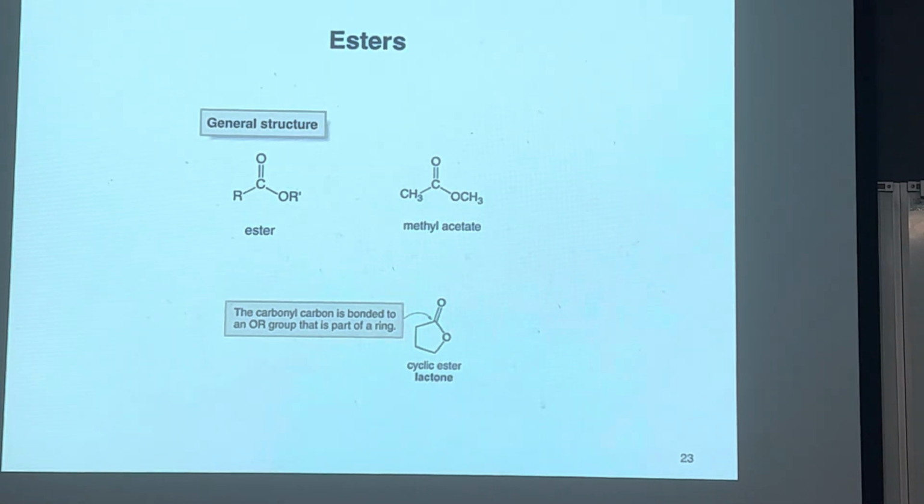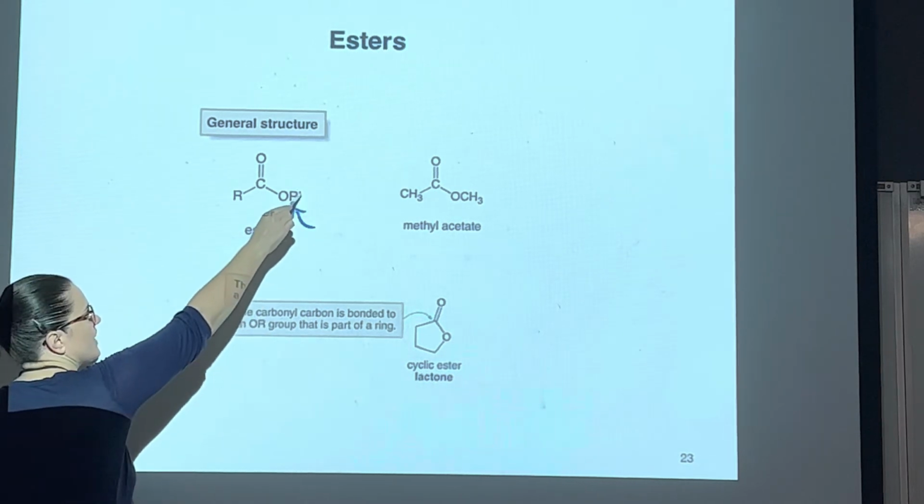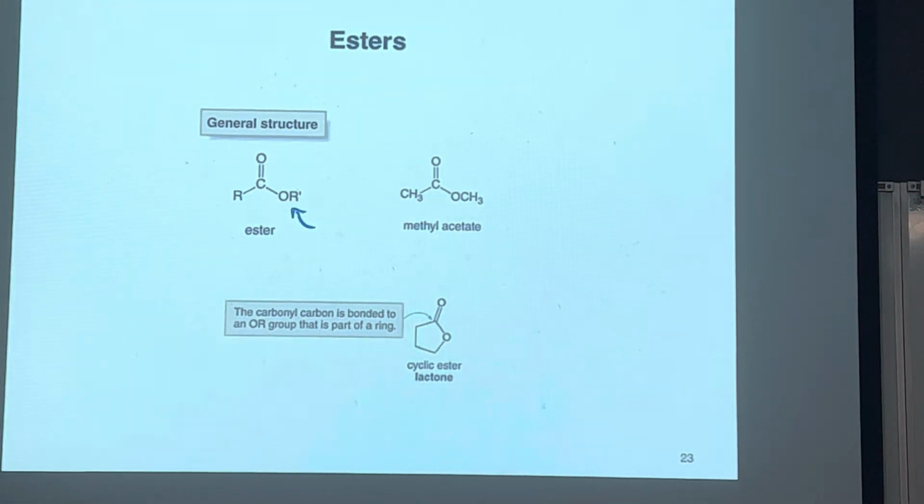Esters! These are my favorite. They smell good. Okay, what's different about an ester? The ester, instead of having a hydrogen right there, it has an R group. And the R group can be the same or different from this one on this side. So we have the little prime mark right there. So we have R and R prime. But again, they can be the same or different.